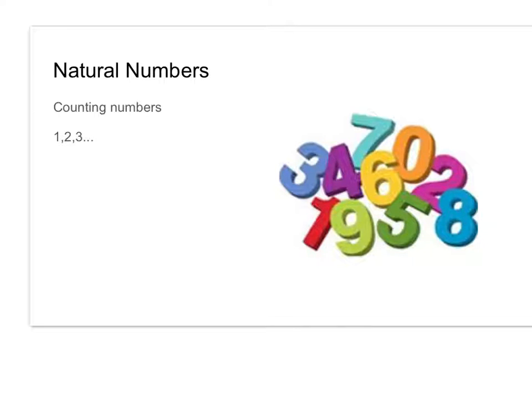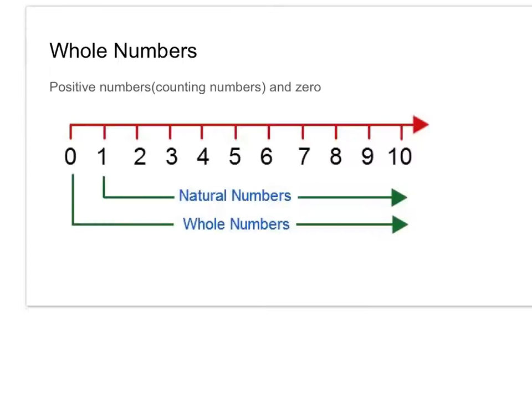The first set of rational numbers is called natural numbers. Those are basically your counting numbers. When we begin counting, it goes 1, 2, 3, and so on. This does not include 0. The next set of numbers is whole numbers. So whole numbers are positive numbers, our counting numbers, and 0. So this includes 0, 1, 2, 3, 4, and so on.